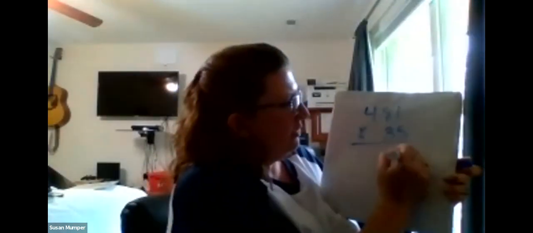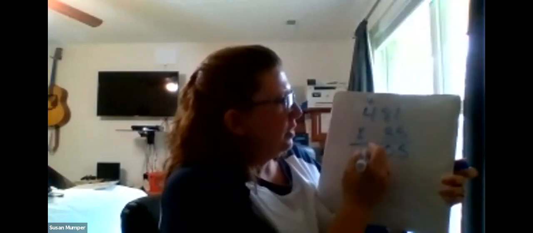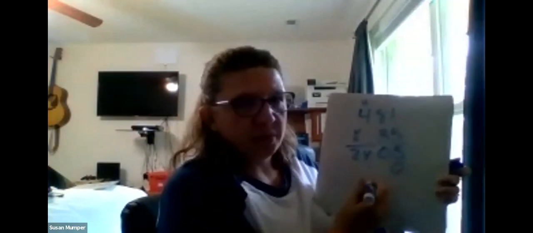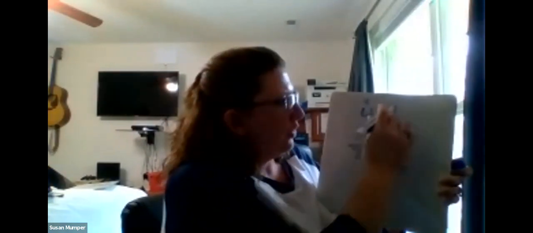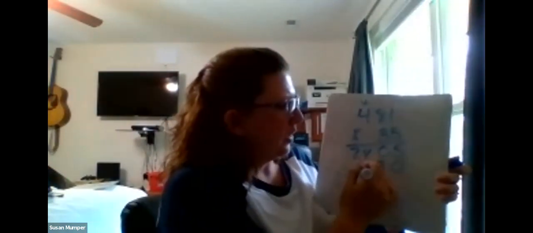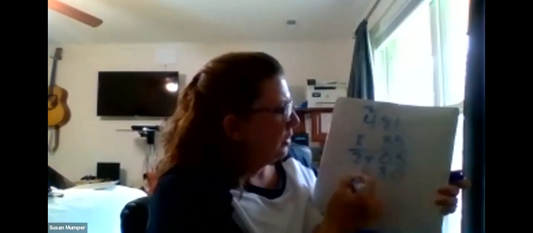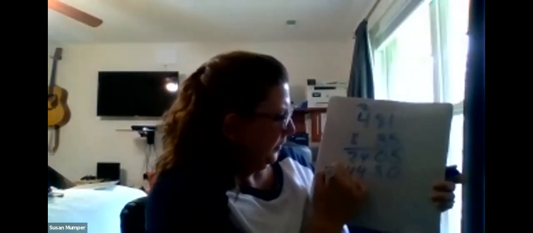So here's our problem. 5 times 1 is 5. 5 times 8 is 40. 5 times 4 is 20, plus 4 is 24. We're finished with the ones place. We put our 0 place value holder in. 3 times 1 is 3. 3 times 8 is 24. 3 times 4 is 12, plus 2 is 14.